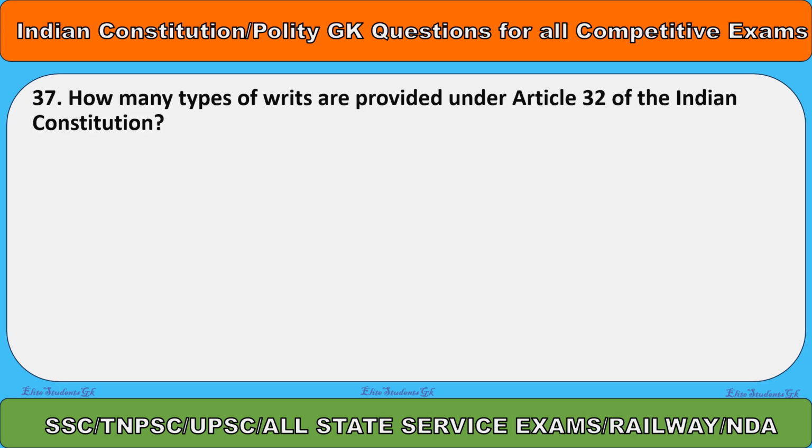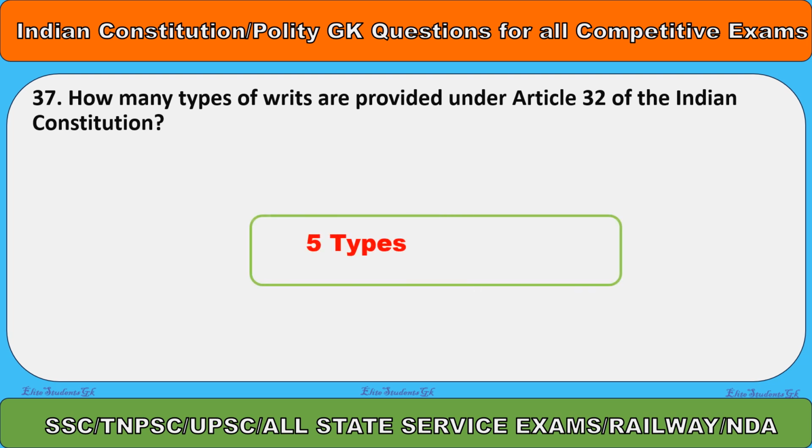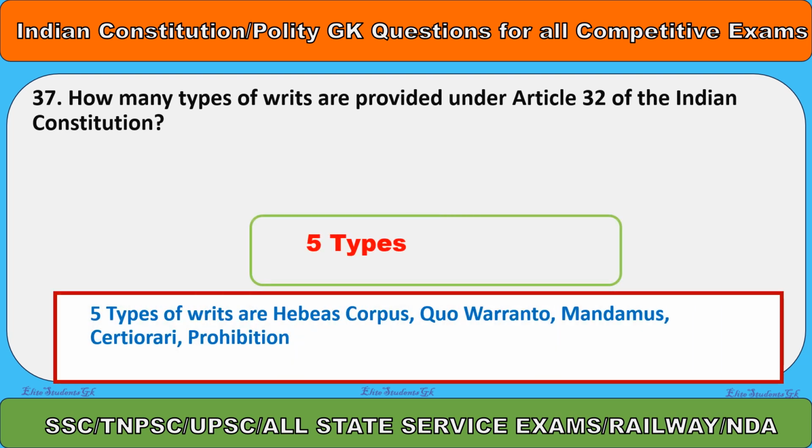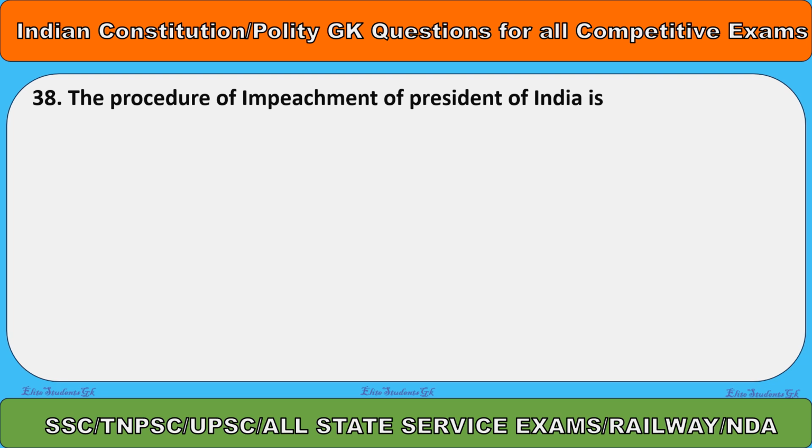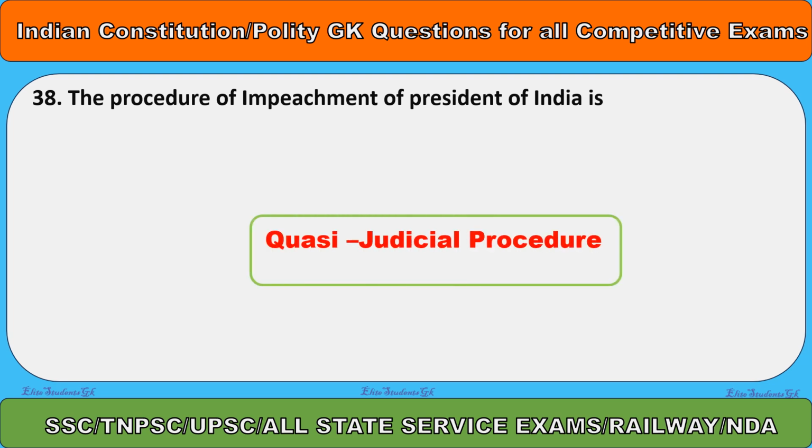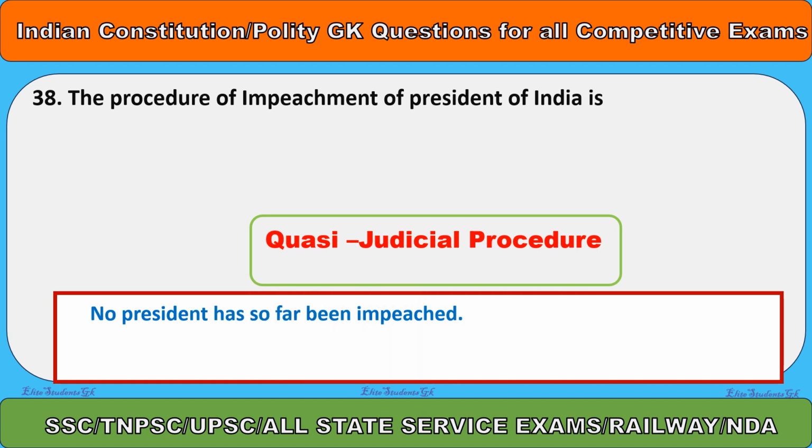How many types of writs are provided under Article 32 of the Indian Constitution? Five types. They are habeas corpus, quo warranto, mandamus, certiorari, and prohibition. The procedure of impeachment of the President of India is a quasi-judicial procedure. No president has so far been impeached.